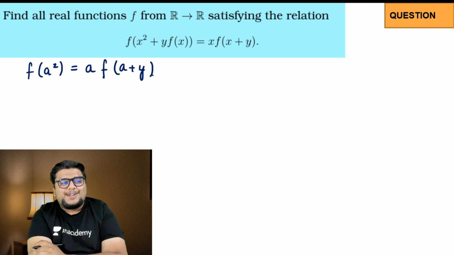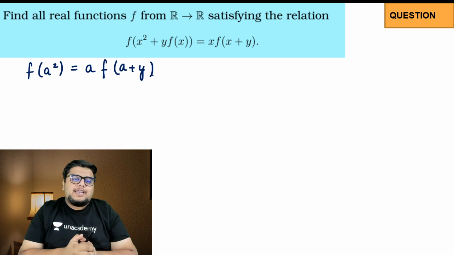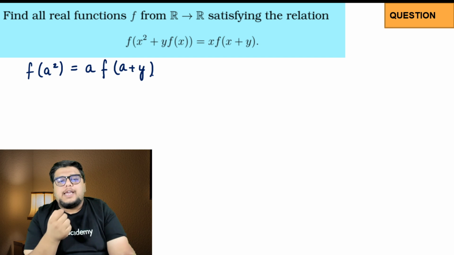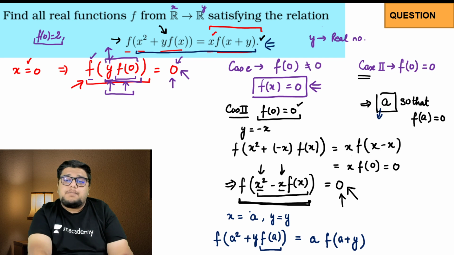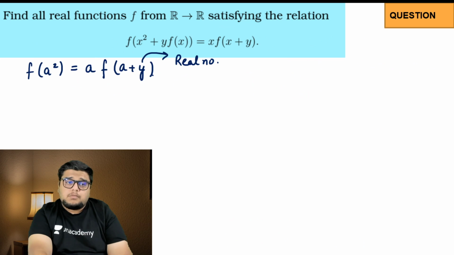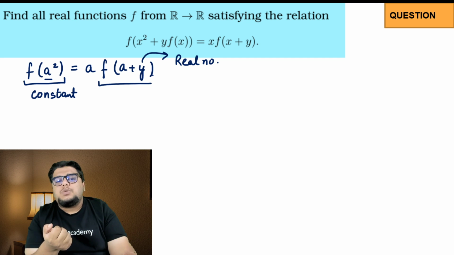Now let's come back to the question. What we see here again is that y is a number which can change. Y is a real number, and I have taken a value of x as a. A is some real number. It is a constant. Now if a is some constant at which f of a is 0, then this side is a constant. And what happens to this side?